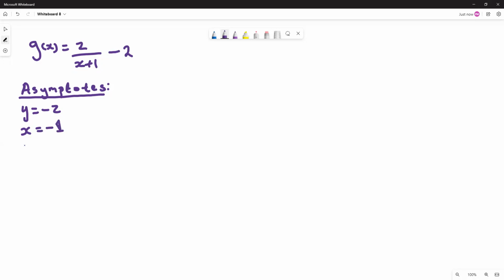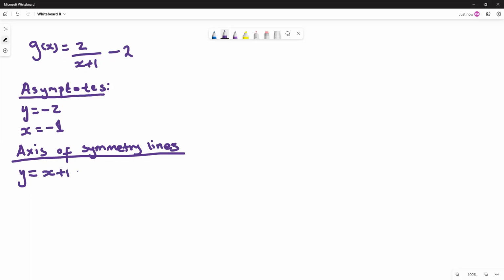You need your axis of symmetry lines, which are basically going to be the first one. Remember, it's y equals x plus 1 minus 2, right? The bottom stays the same. This also stays the same for the first one, which is x minus 1. So the first axis of symmetry is y equals x minus 1.